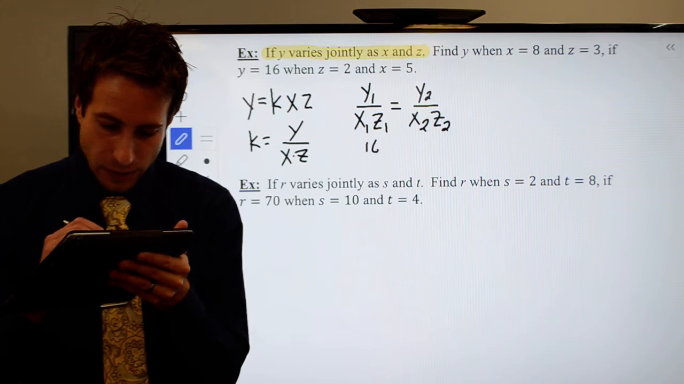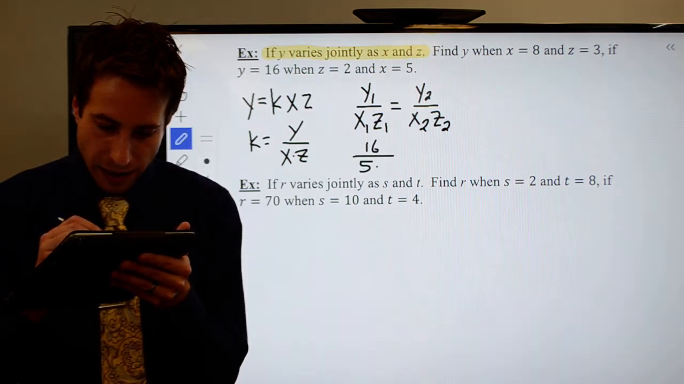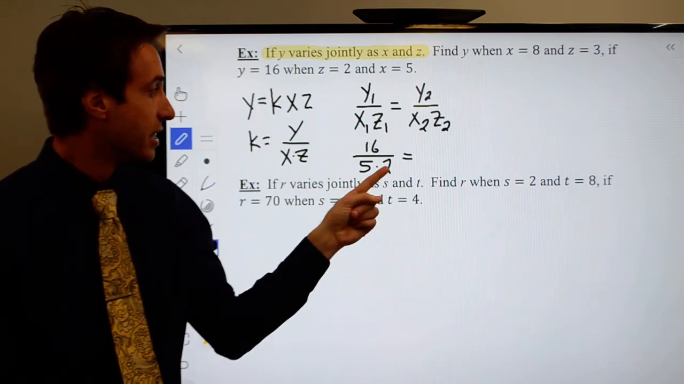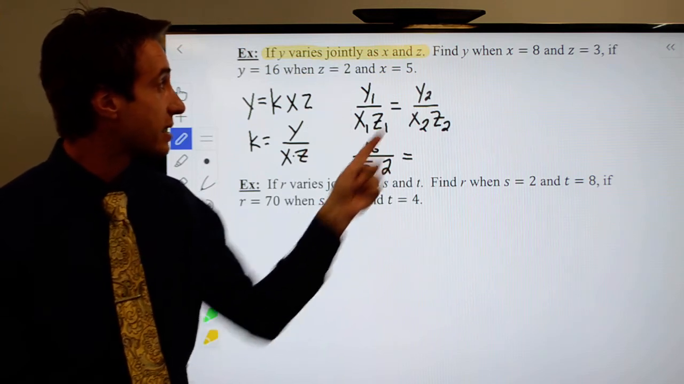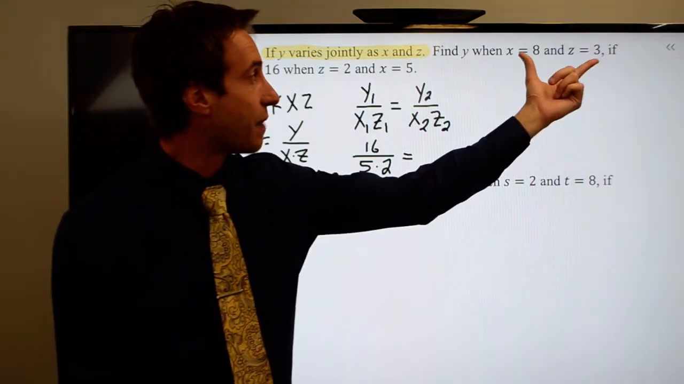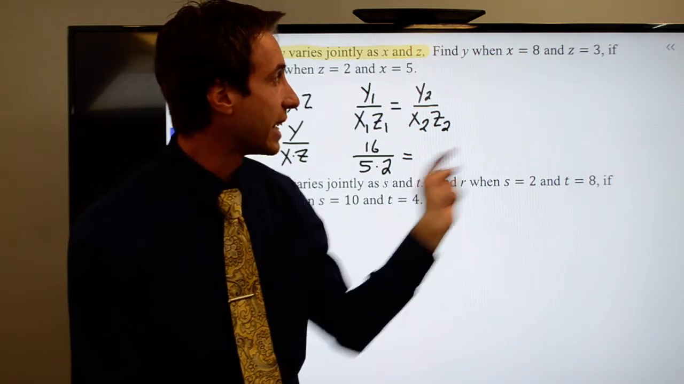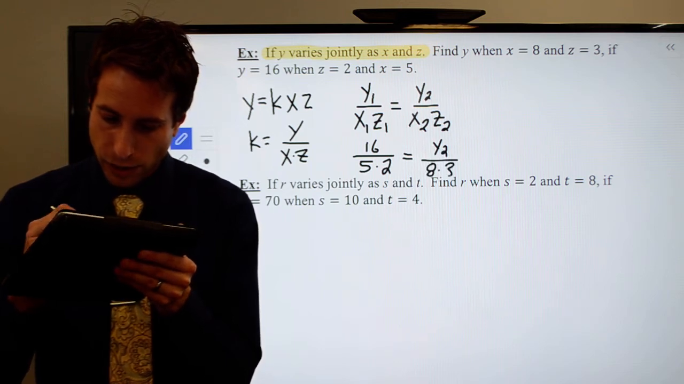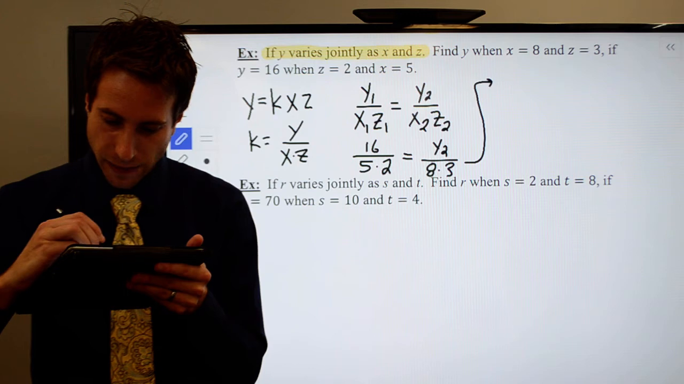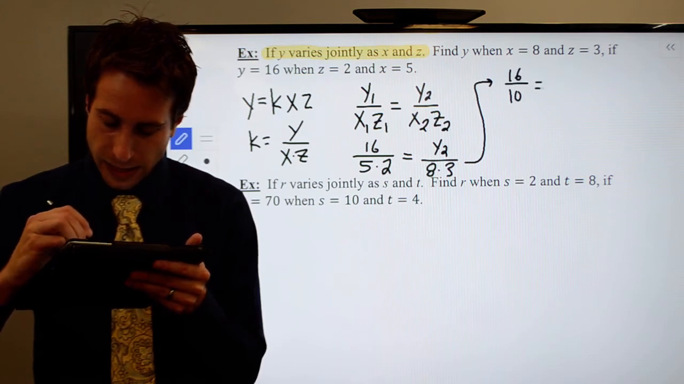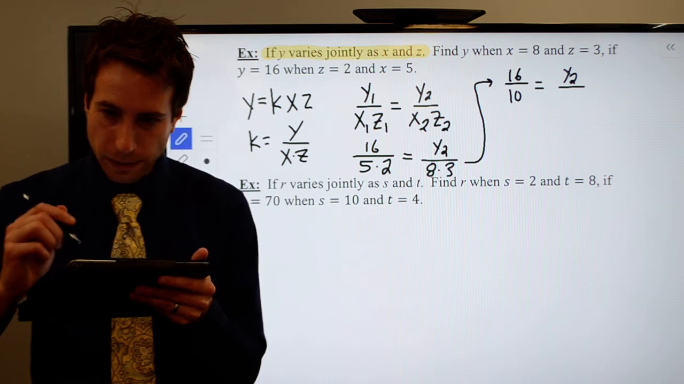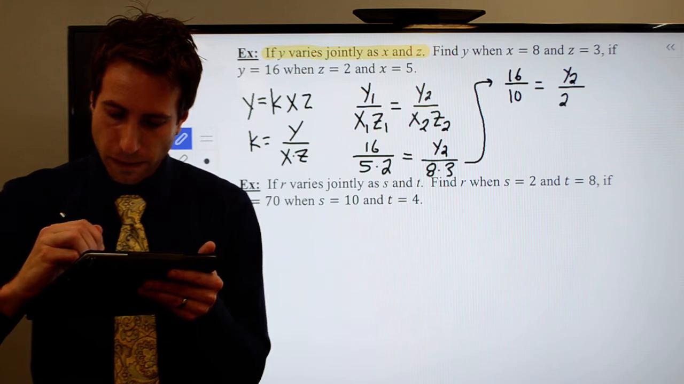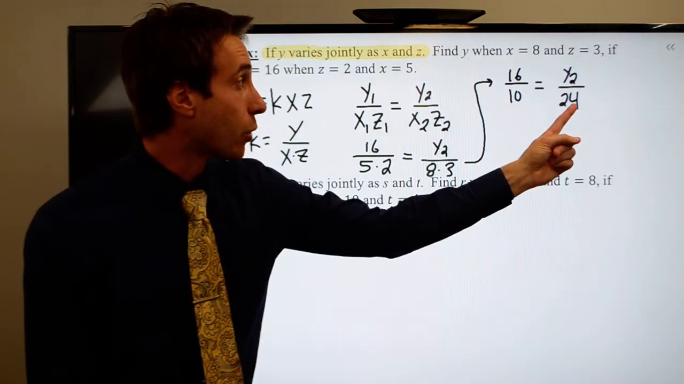I have 16 over 5 times 2. That's all going to be equal to, right? That's me plugging in my initial set. y is 16, z is 2, and x is 5. That's all equal to this final set. I don't know y, so I'll leave the y2, plug in an 8, plug in a 3: y2 over 8 times 3. All right, let's go ahead and do this. I got 16 over 10 is equal to y2 over 8 times 3, right? Yeah, 8 times 3 is 24. Again, I'm dividing by 24 and I've got to solve for y2.